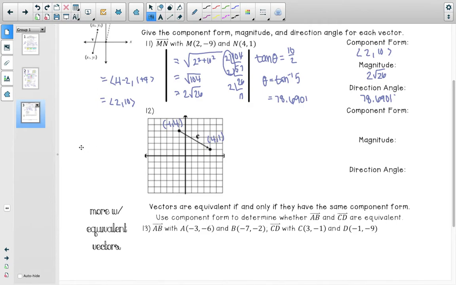So the first thing I want to do is find the component form. Remember, x values first. Terminal point is here, so we have to do 4 minus negative 1. So 4 plus 1. These are like arrows. My thing just looks really bad. And then 1 minus 4. So that gets you 5, negative 3.